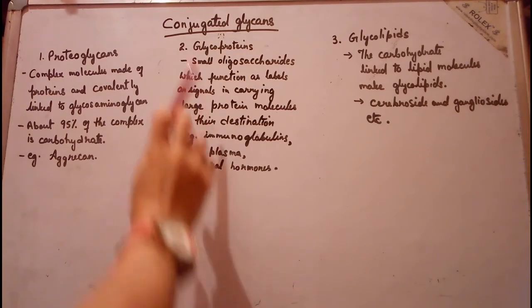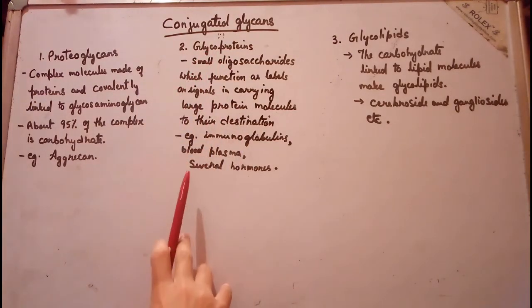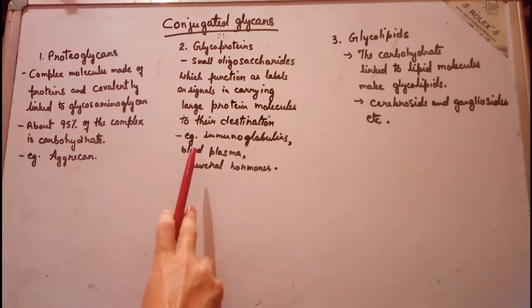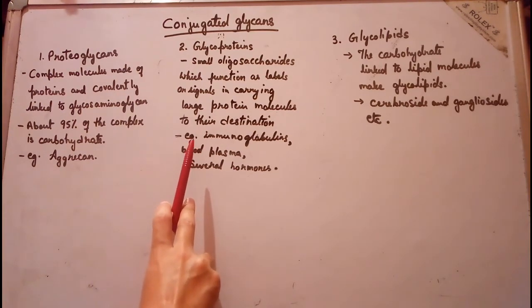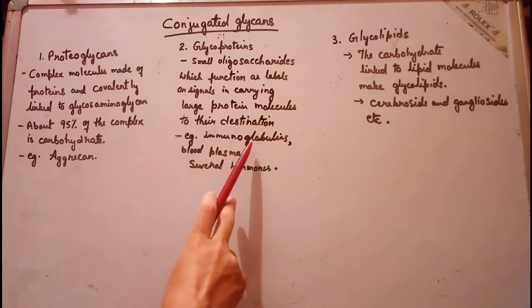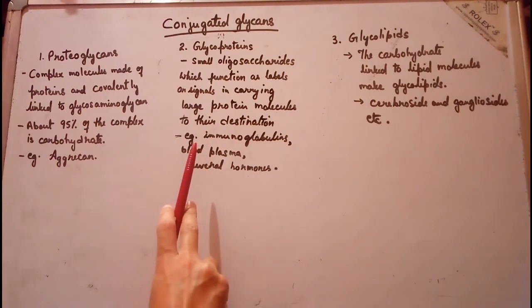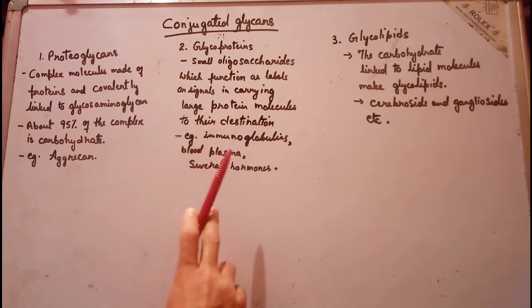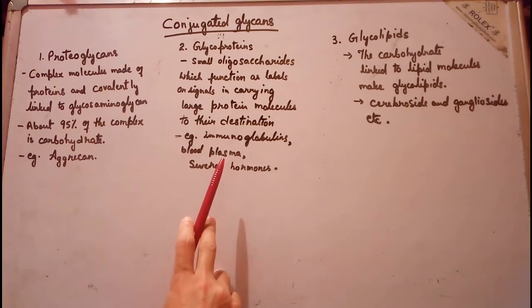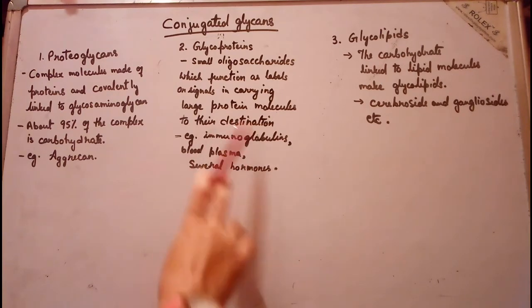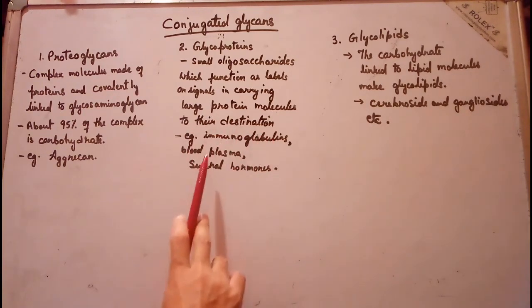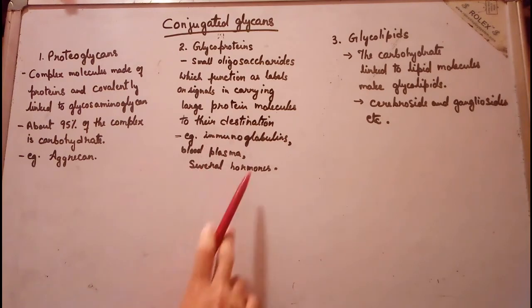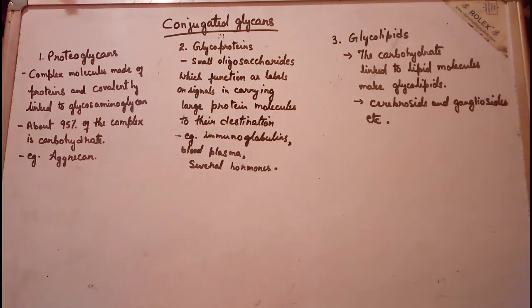Examples of glycoproteins include the immunoglobulins and the major histocompatibility complexes, as well as egg white, blood plasma, and a number of hormones. These are all examples of glycoproteins.